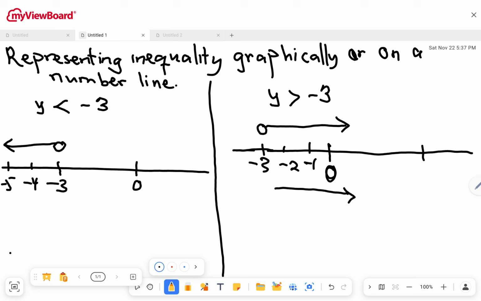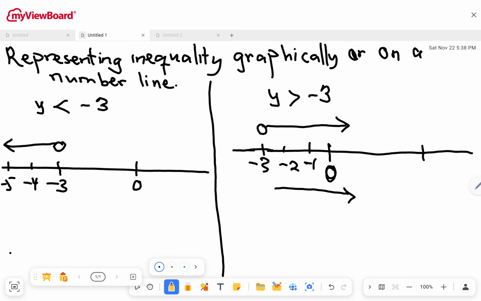And as I said earlier, when you are showing a greater than symbol or arrow or inequality, always it must point to your right hand side. But if you are showing a less than symbol or an arrow, it should point to your left hand side.